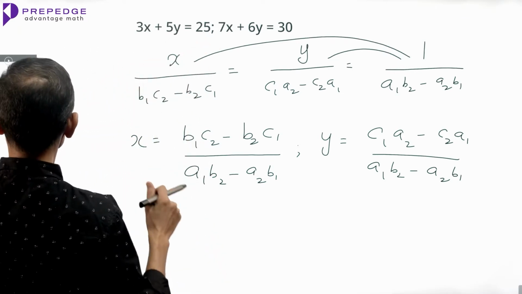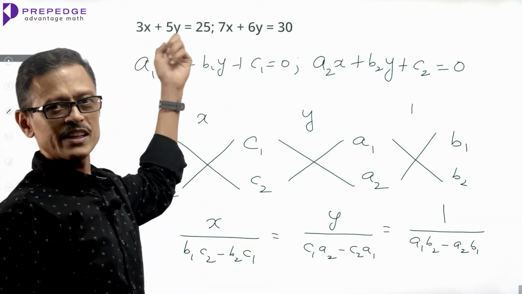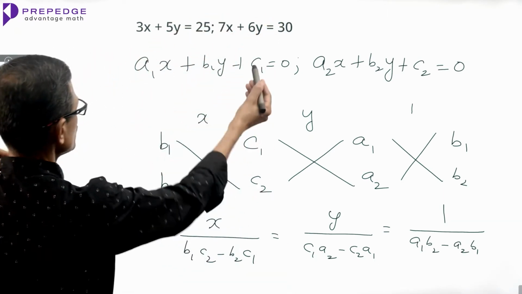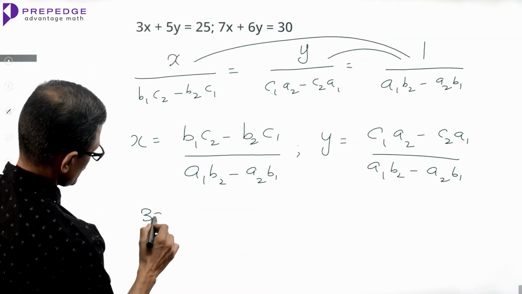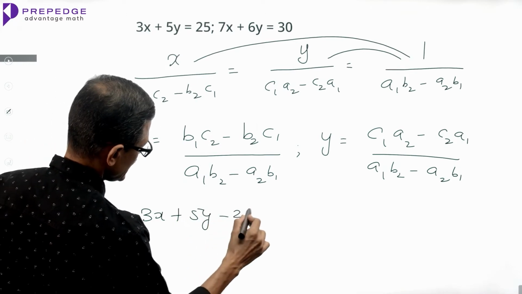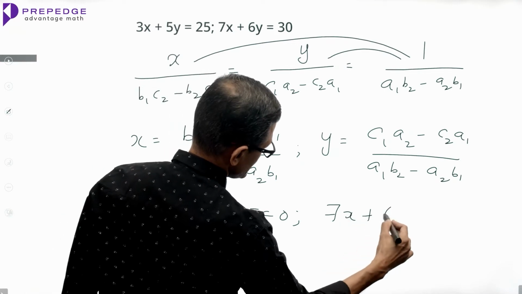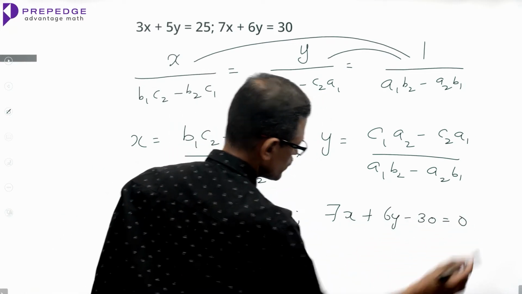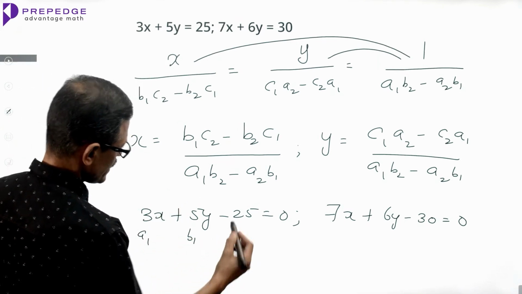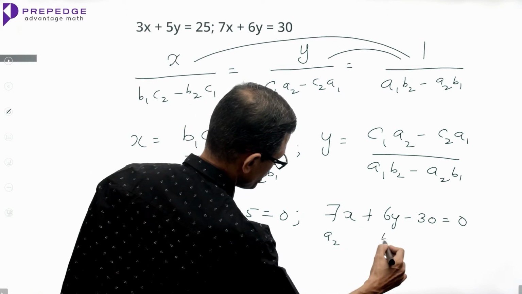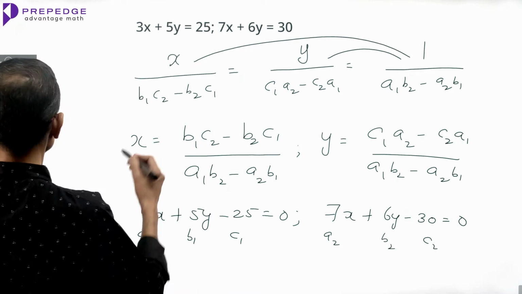In the equations இங்க போய் பார்த்தோம்னா the generalized form எப்படி எழுதணும், a1x plus b1y plus c1 எழுதணும். இங்க வந்து a1x plus b1y is equal to c1 கொடுத்திருக்காங்க, so we'll rewrite it in this form. So that's essentially going to leave us with 3x plus 5y minus 25 is equal to 0, 7x plus 6y minus 30 is equal to 0. So value of a1 is 3, b1 is 5, c1 is minus 25, a2 is 7, b2 is 6 and c2 is minus 30.